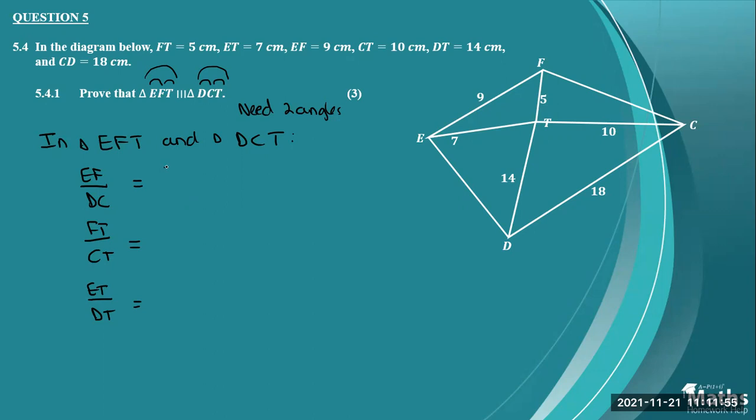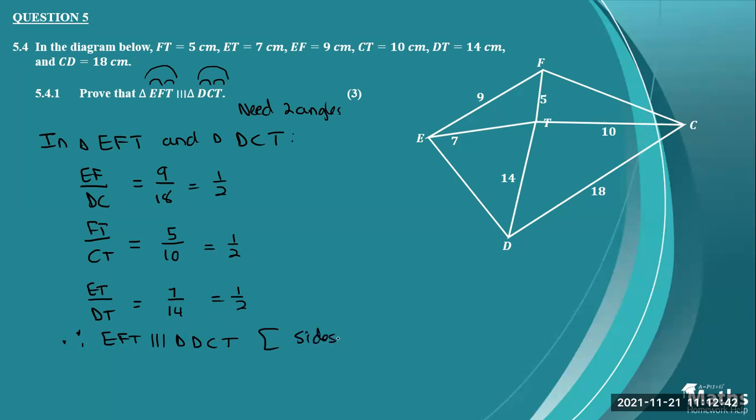Let's see, EF is 9 and DC is 18. So if you simplify that, it's 1/2. FT is 5 and CT is 10. Simplified, so it's 1/2. ET is 7 and DT is 14. That gives me 1/2. So because all the sides are equal in proportion, we can say therefore triangle EFT is actually similar to triangle DCT.